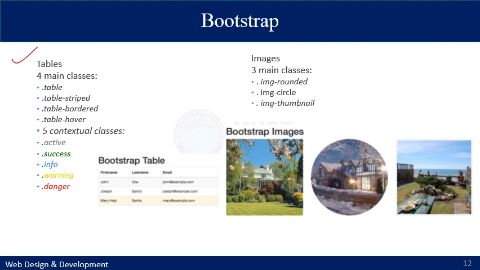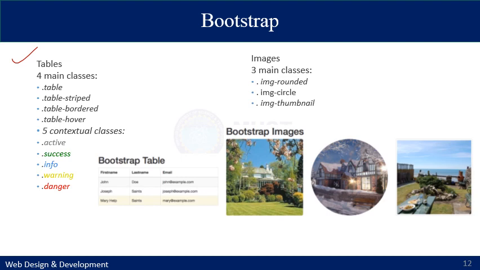And there are five contextual classes such as active, success, info, warning, danger. You use the active class when you have clicked on some element. You use the success class when you want to show some success message, such as something has been saved or delivered. You use the info class for an information message, such as a pop-up showing that you have done something or the system has received something.